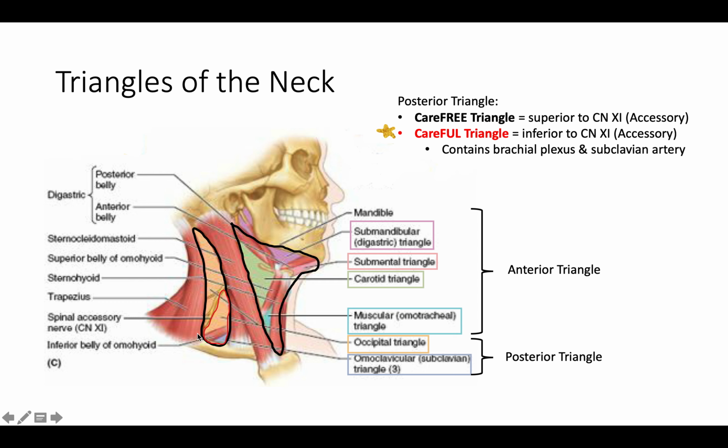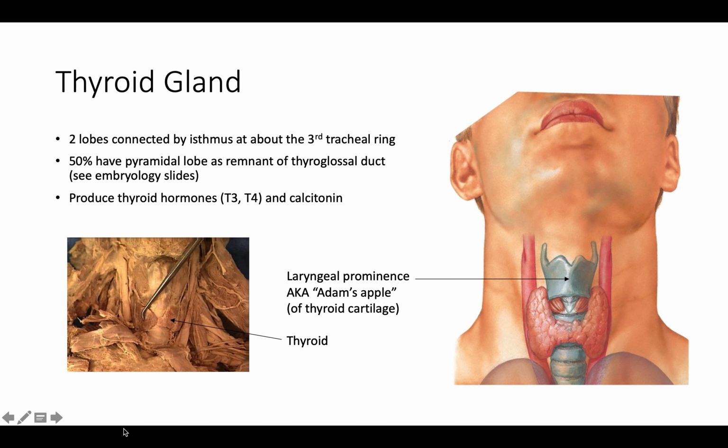So that's really important if, let's say, they're doing surgery or something, they could accidentally cut the brachial plexus or subclavian or something like that. So just make sure that you know that that is inferior to cranial nerve 11.